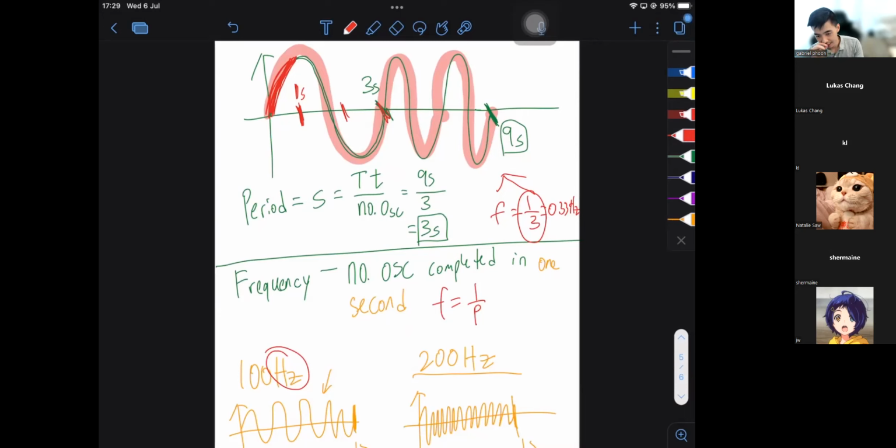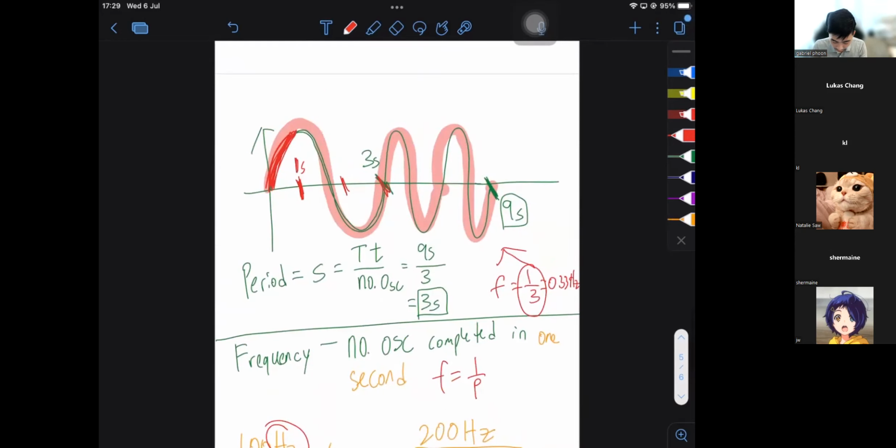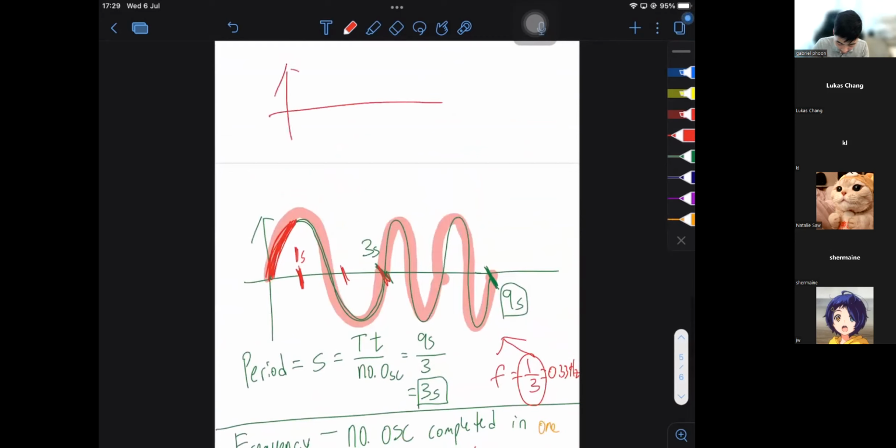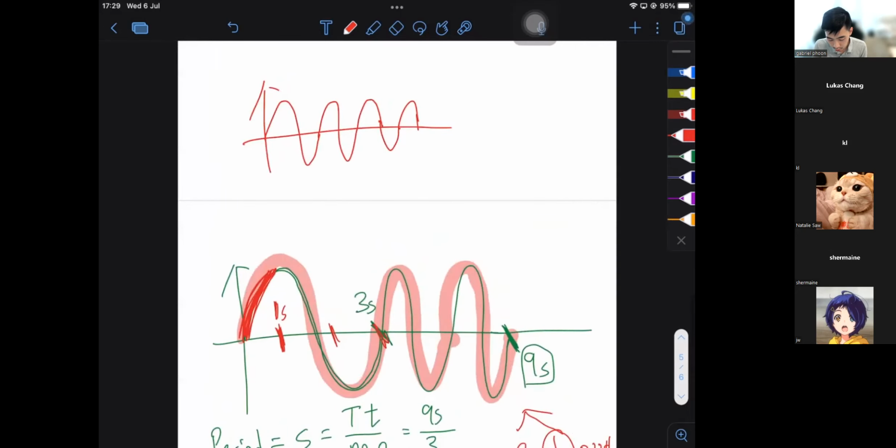Will they give 3.5 numbers of oscillation in the graph? Yeah, possible. If it's a 3.5 oscillation graph, it looks something like this, with one oscillation, two oscillations, three oscillations and the other half here. This will be a 3.5 oscillation.